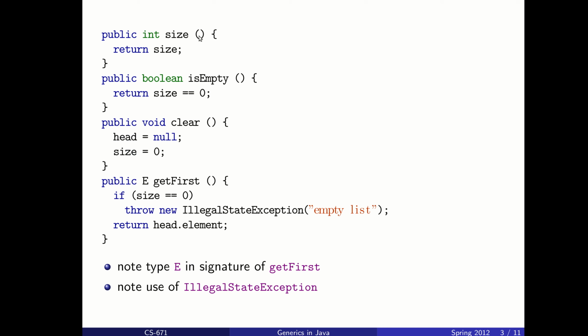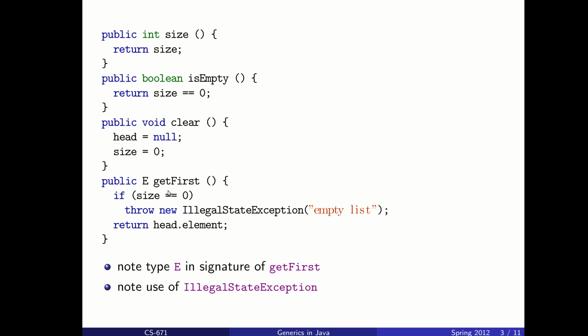We've got some basic utility functions, getting the size, checking if it's empty, clearing it by setting the head to null and the size to 0. And then here is an interesting one where we get first. You'll notice its return type is of type E because it's going to return whatever type our generic data is.